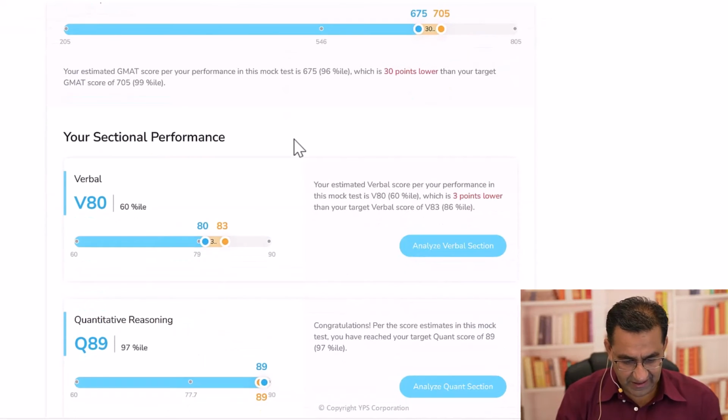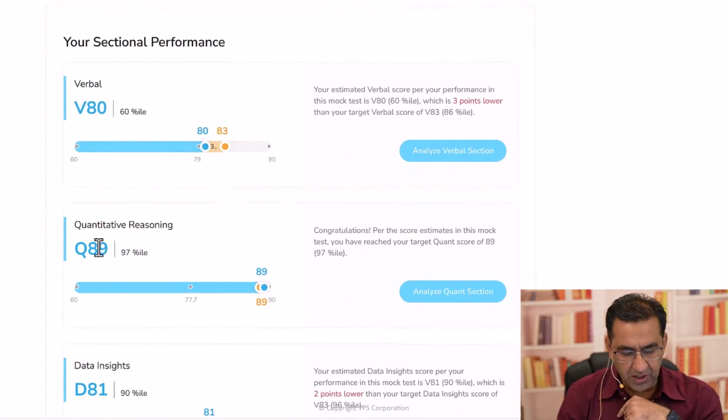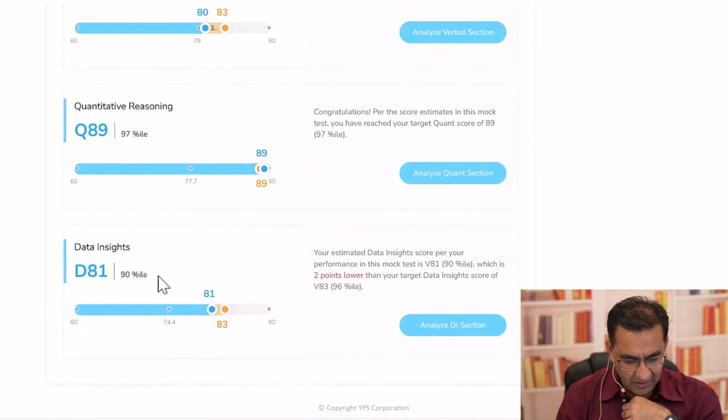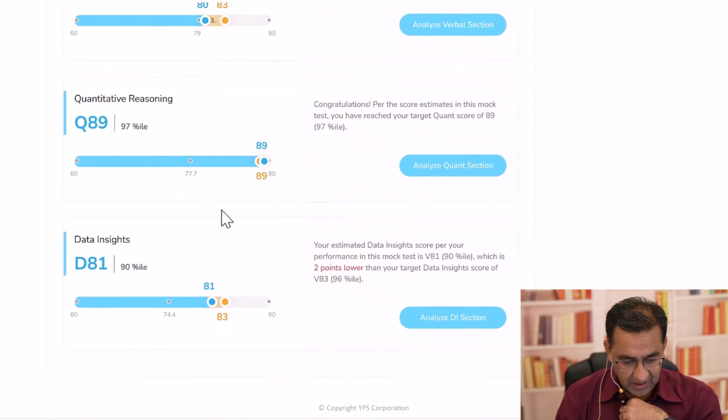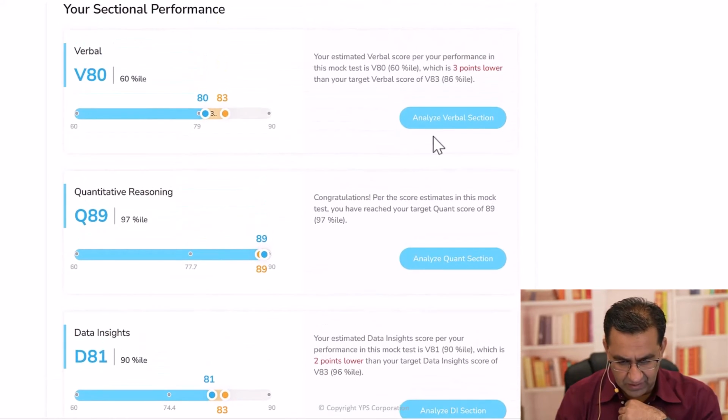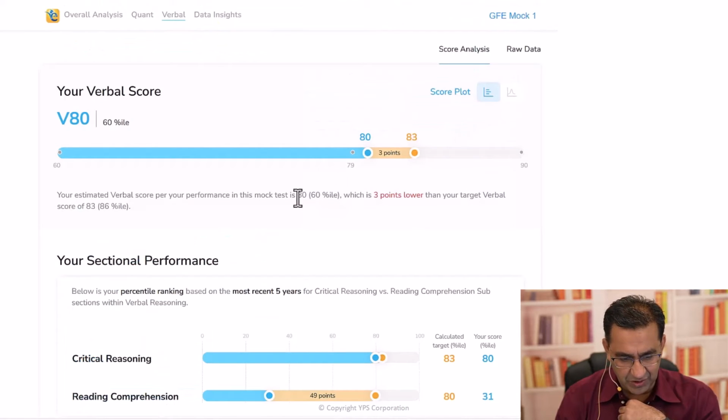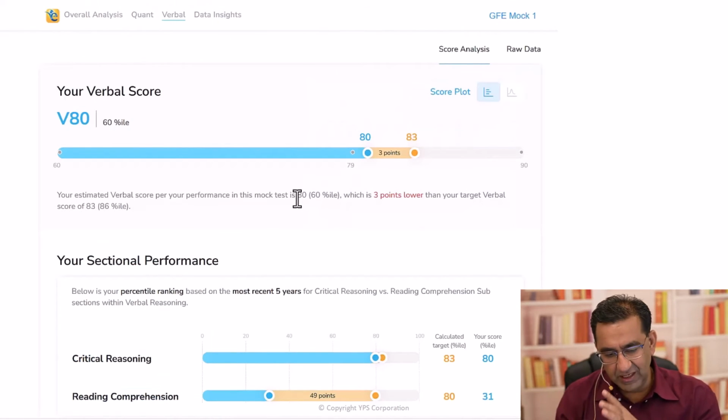You can really see the ability scores: incredible ability in Quant, almost a perfect score, 97th percentile, and really good ability in DI as well. But again, you can see the gaps here: verbal, a 3-point gap, and in DI, a 2-point gap overall. Let's analyze the verbal section. And again, you really know what you need to aim for.